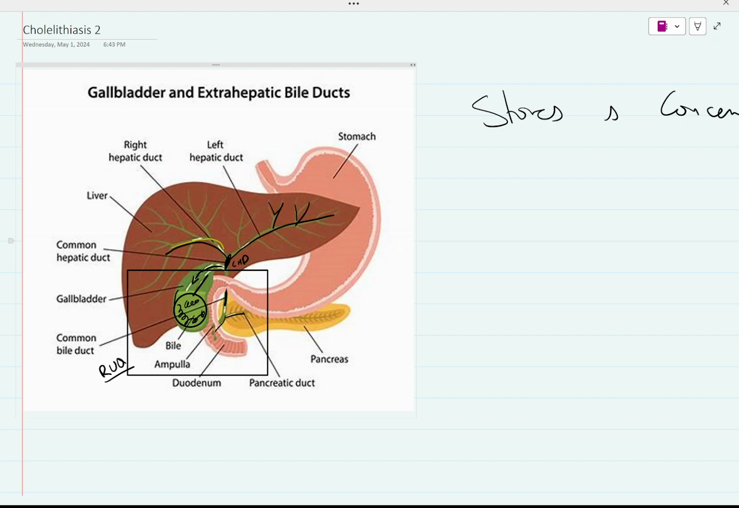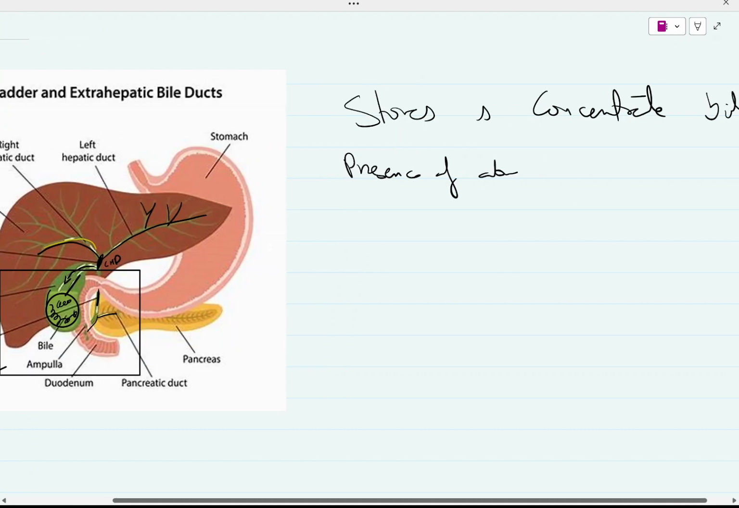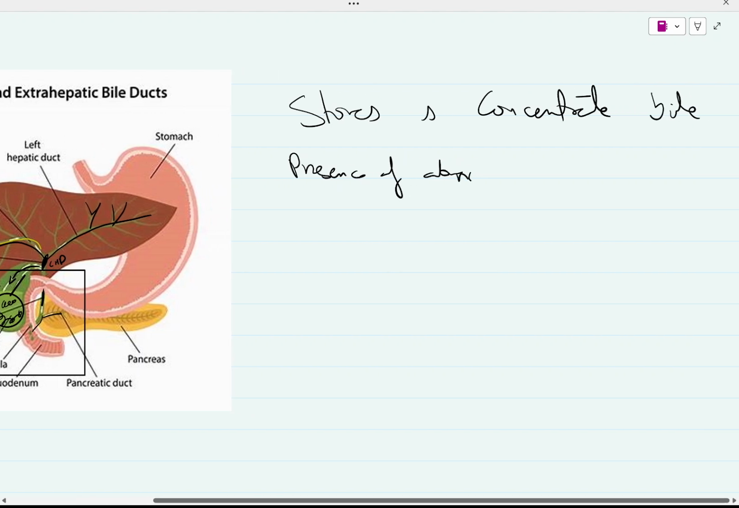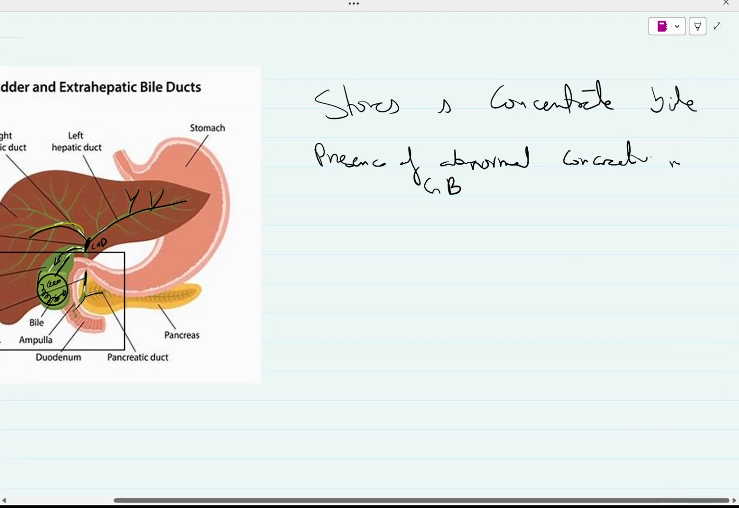So what is cholelithiasis? Cholelithiasis is the presence of abnormal concretions. You have heard the words concrete walls, concrete roofs, concrete floors. Presence of abnormal concretions in the gallbladder, which stores and concentrates bile.